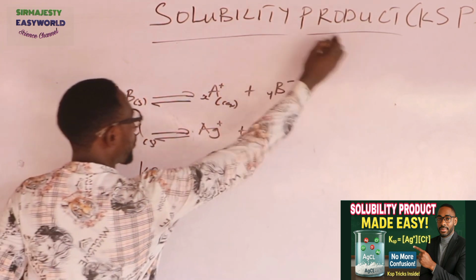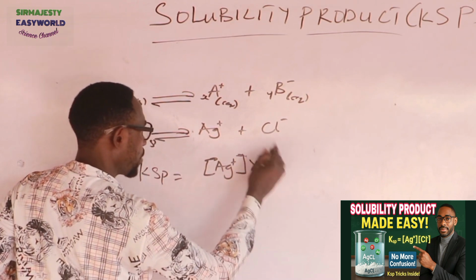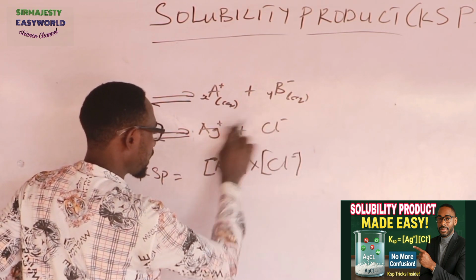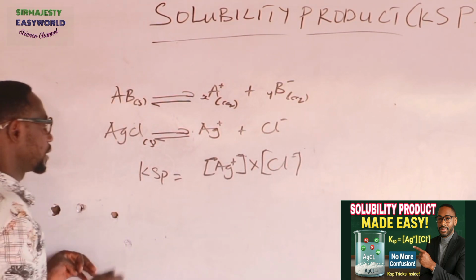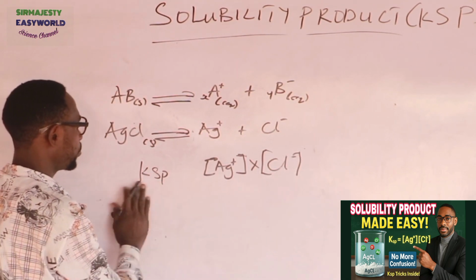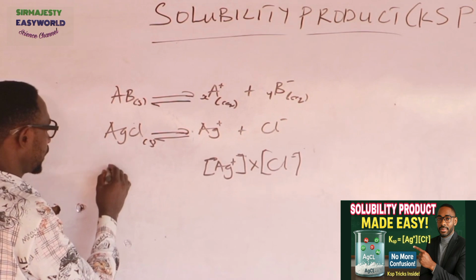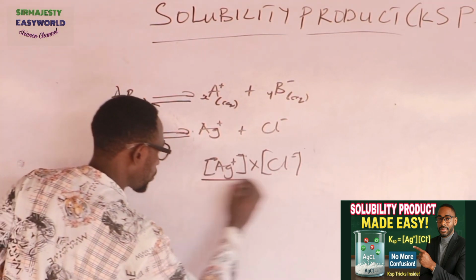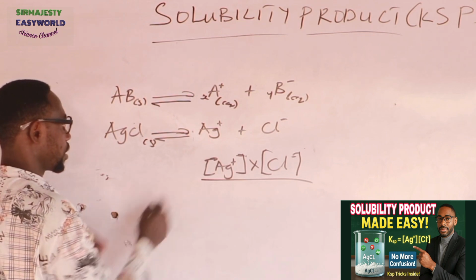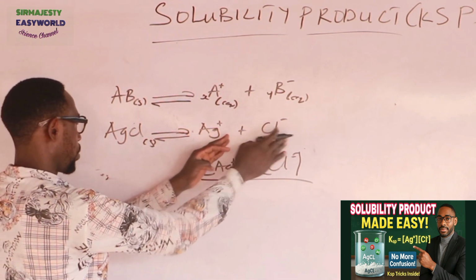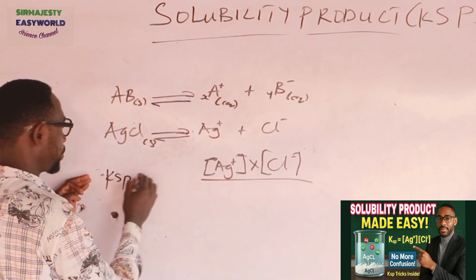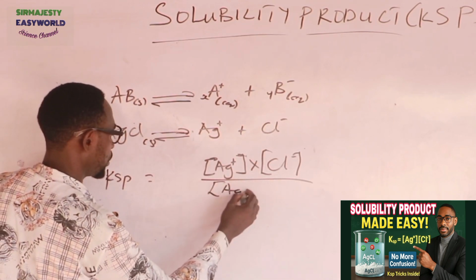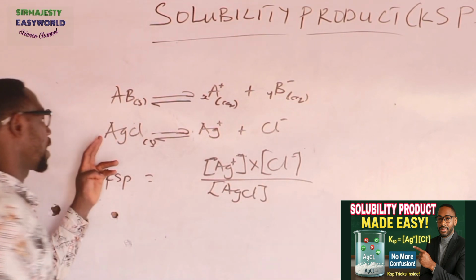Because we are talking about products, we multiply by the next ion raised to the power of its coefficient, which is also 1. In this case, at equilibrium, we divide by the same thing. This is our product, this is our reactant. So our Ksp will now be equal to this over this, that is Ag plus times Cl minus over AgCl, all raised to power 1.